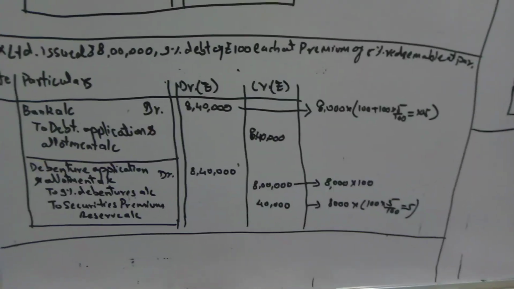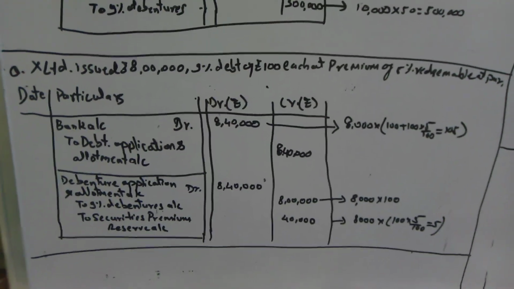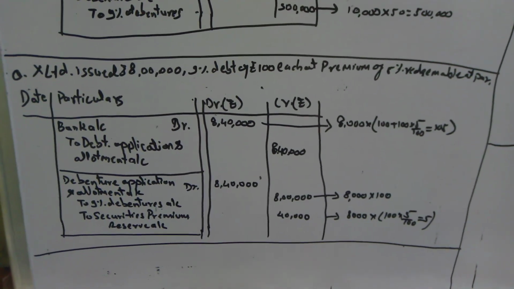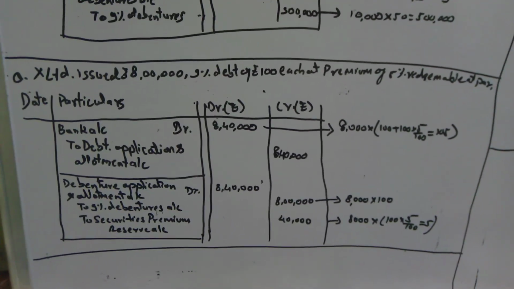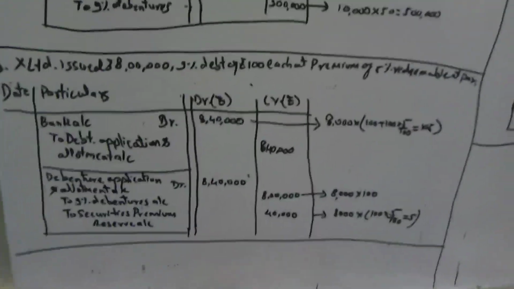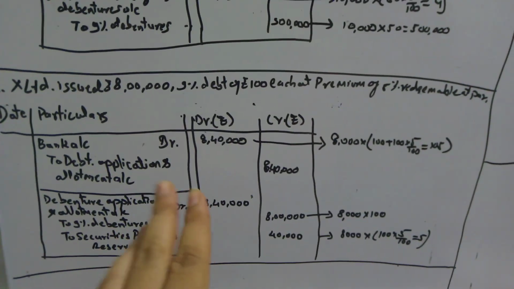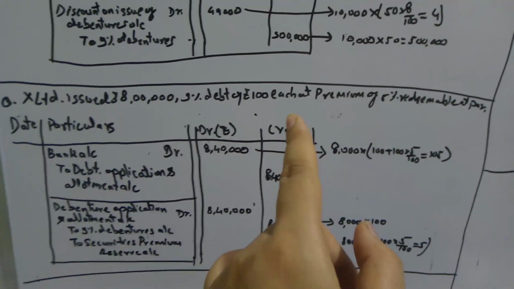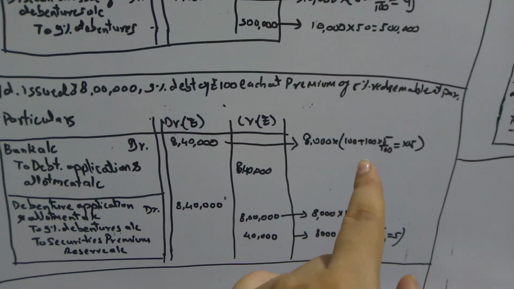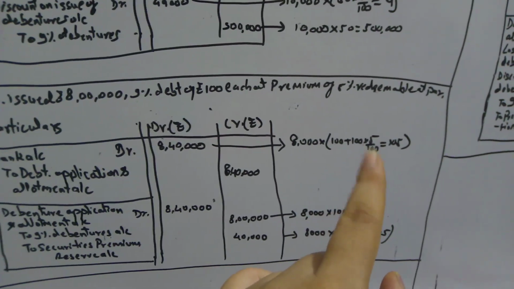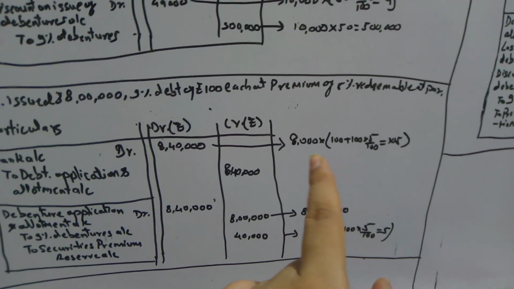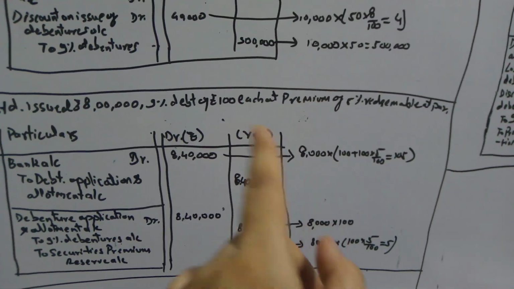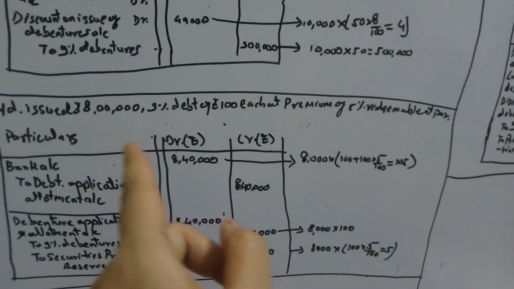Now let's have a look into the third question. Third case: X Limited issued 8,000 9% debentures of 100 each at a premium of 5%, redeemable at par. Now, issuing at premium and redeemable at par. First entry, as usual, the receipt entry, bank account debited to debenture application and allotment account. The amount you have to fill here, since it is premium, is 100 plus 5% of 100, that is 5. So 100 plus 5 is 105. When you multiply 8,000 with 105, you will get 8,40,000. Why am I doing so? Because it is mentioned in the question that debentures are issued at premium.